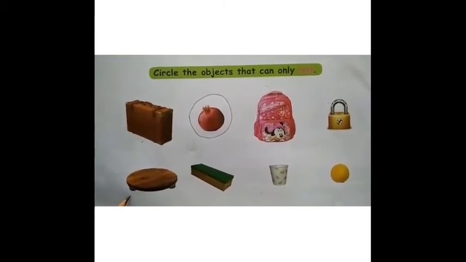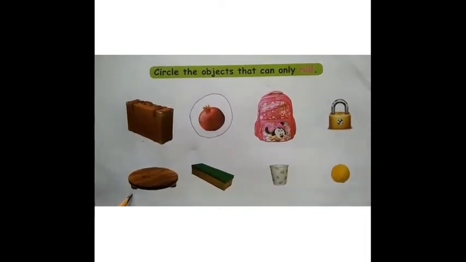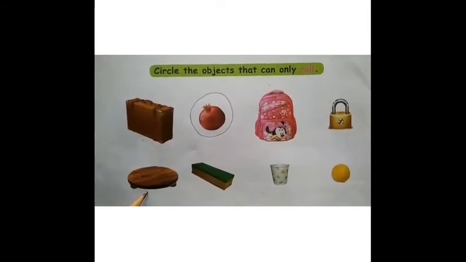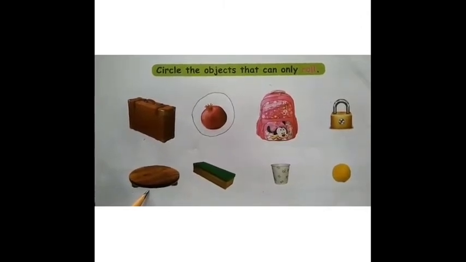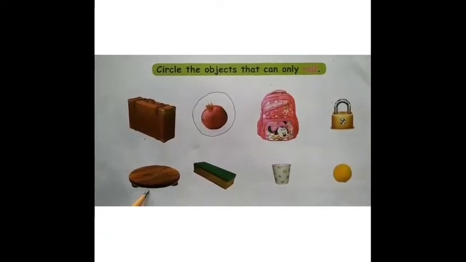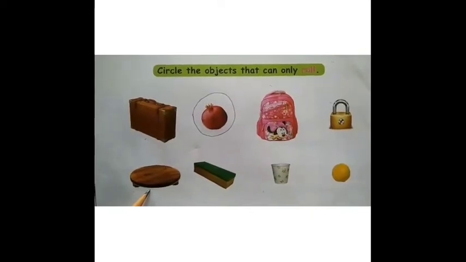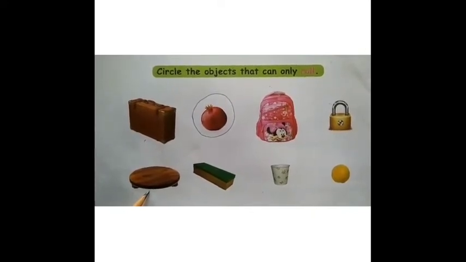Let us see the fifth one. The fifth picture is a rolling board. It is both in the round shape at the sides and in the flat shape at the bottom. It can roll if the round shape is on the slide, and it can slide if the flat shape is on the slide. Therefore, it can both roll and slide.